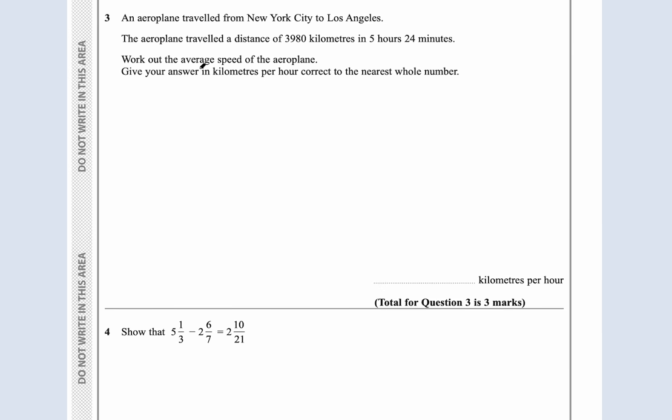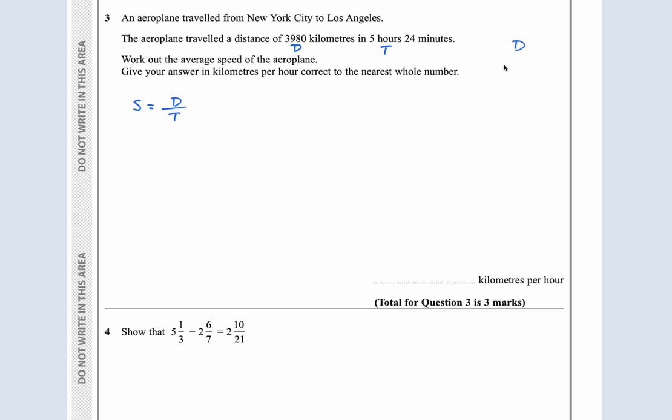Okay, question 3. An airplane traveled from New York City to Los Angeles. They traveled a distance of this. So this is the distance, in a time of this. This is the time. Work out the average speed. Okay, so speed is distance over time. We should know that, guys.